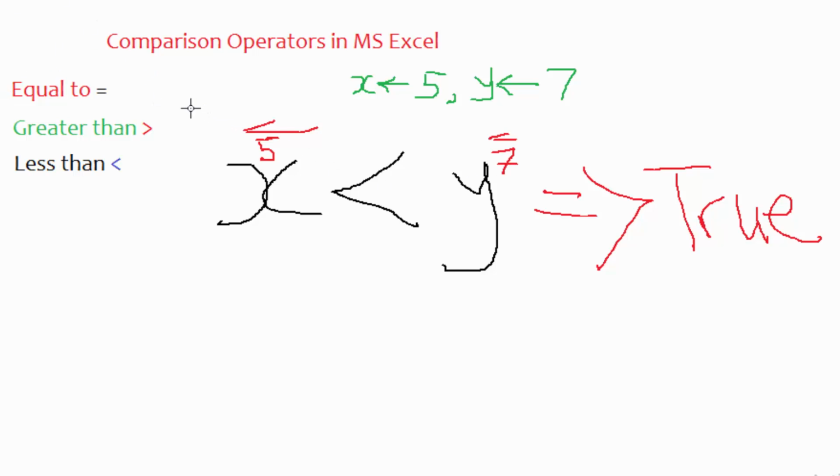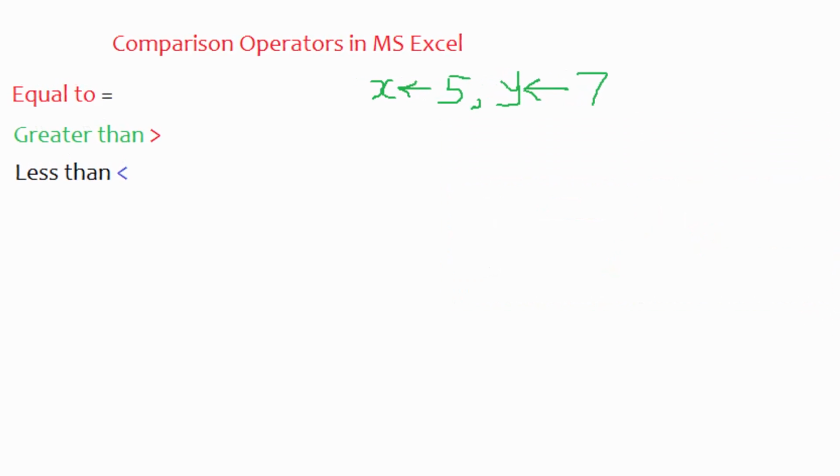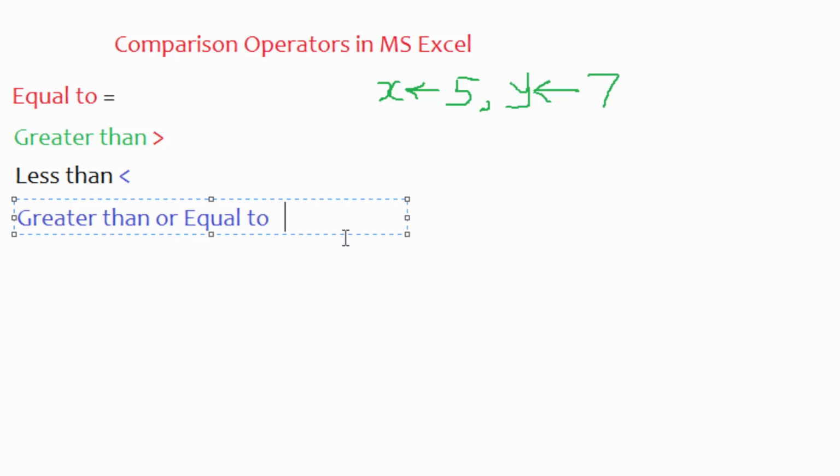Next, we will use operators which combine both equal and either less than or greater than. So I will start here with greater than or equal to. This one is written like this: you start with the greater than sign, then you end with the equal sign, like that.